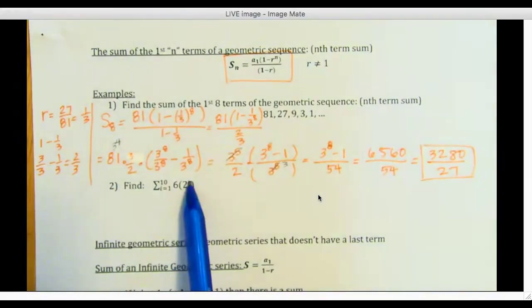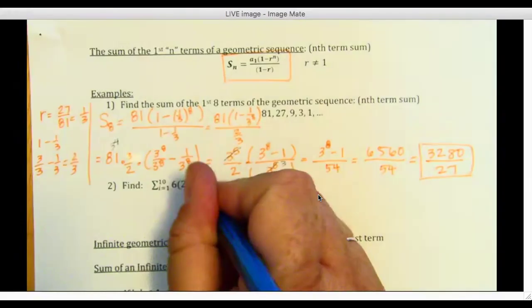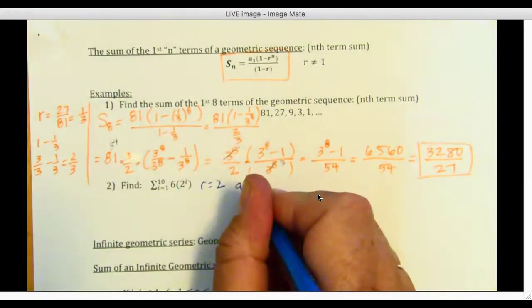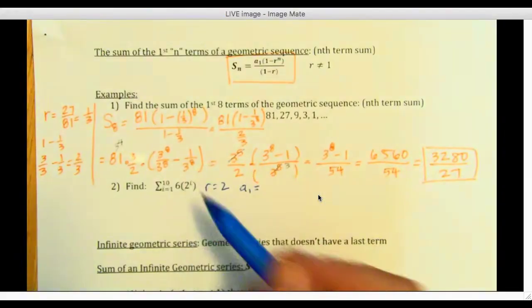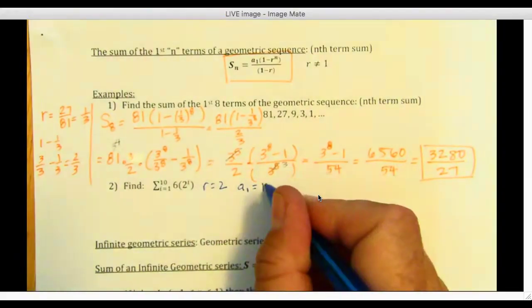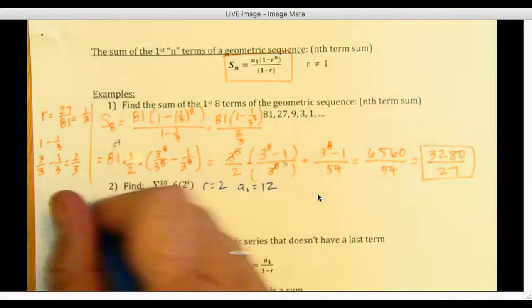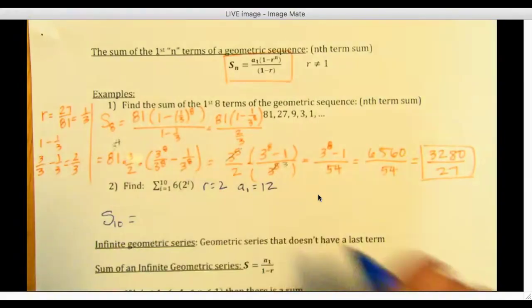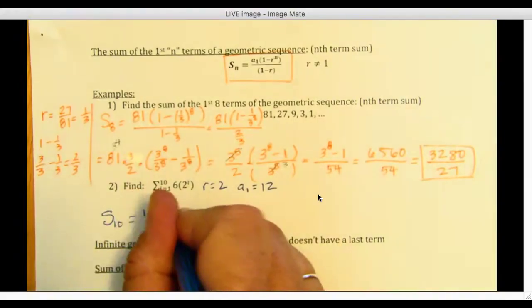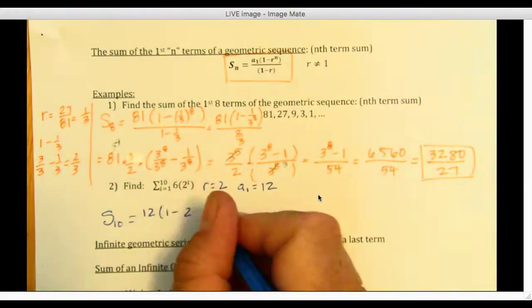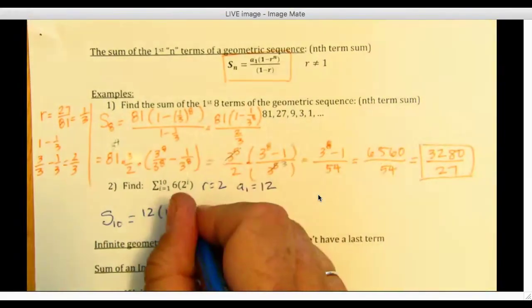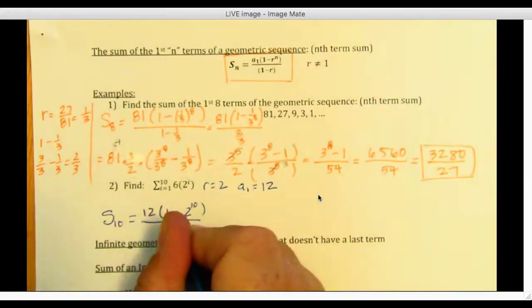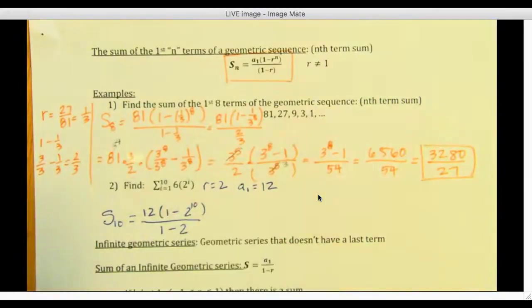The base of your exponent is your R value. So R equals 2. And I can find my first term, a1, by plugging in a 1. Well, 2 to the first power is 2 times 6 is 12. So if I want to find the sum of the first 10 terms, I have my first term, 12, times 1 minus R, which is 2, to the nth power, and n is 10. And this is all over 1 minus my R value, which is 2.